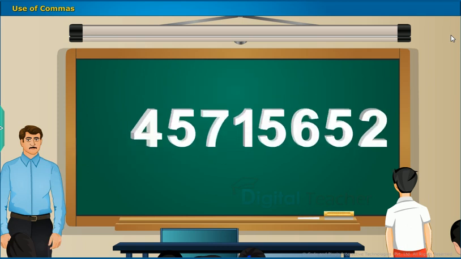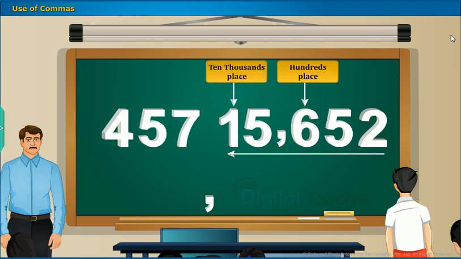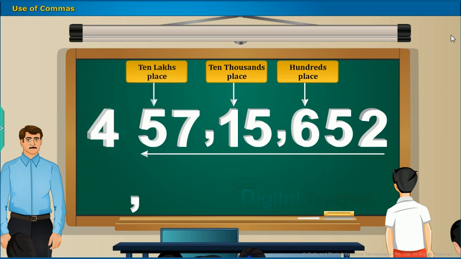See the number shown on the screen. Here, the first comma should come after hundreds place. That is, 3 digits from the right and marks thousands. The second comma comes 2 digits later. That is 5 digits from the right. It comes after 10,000s place and marks lakh. The third comma should come after 10 lakhs place and marks crore.